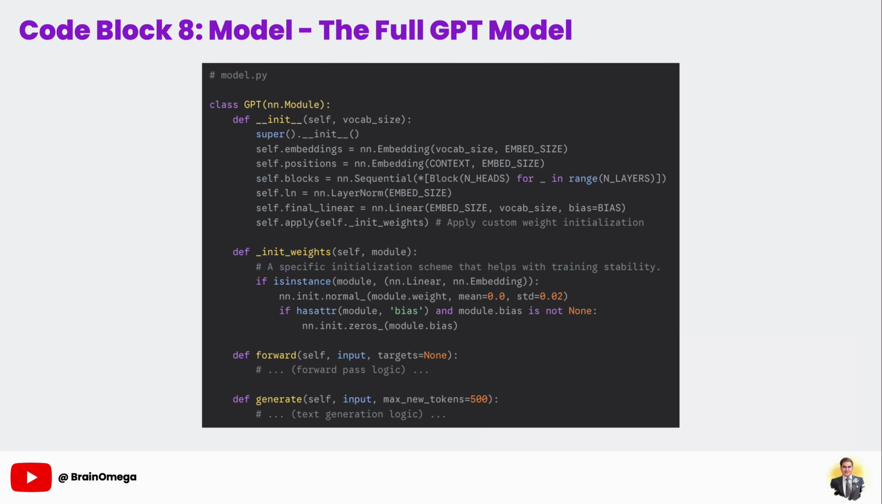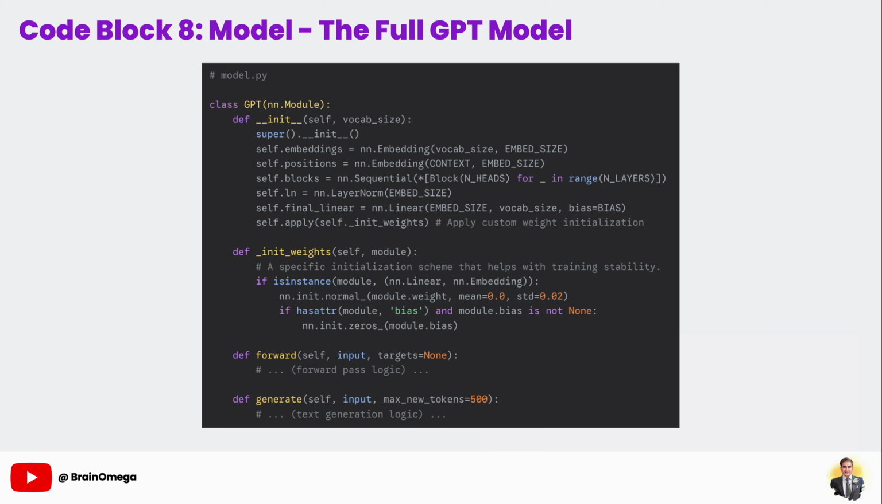Now for the grand assembly. In the GPT class, we take our block and stack it up to create the full model. Let's look at the init method. We start with 2 crucial embedding layers. The token embeddings layer converts our input token numbers into dense vectors, but the model also needs to know the order of the tokens. That's where position embedding comes in. It provides a unique vector for each position in the sequence. Without this, our model would just see a jumbled bag of words.